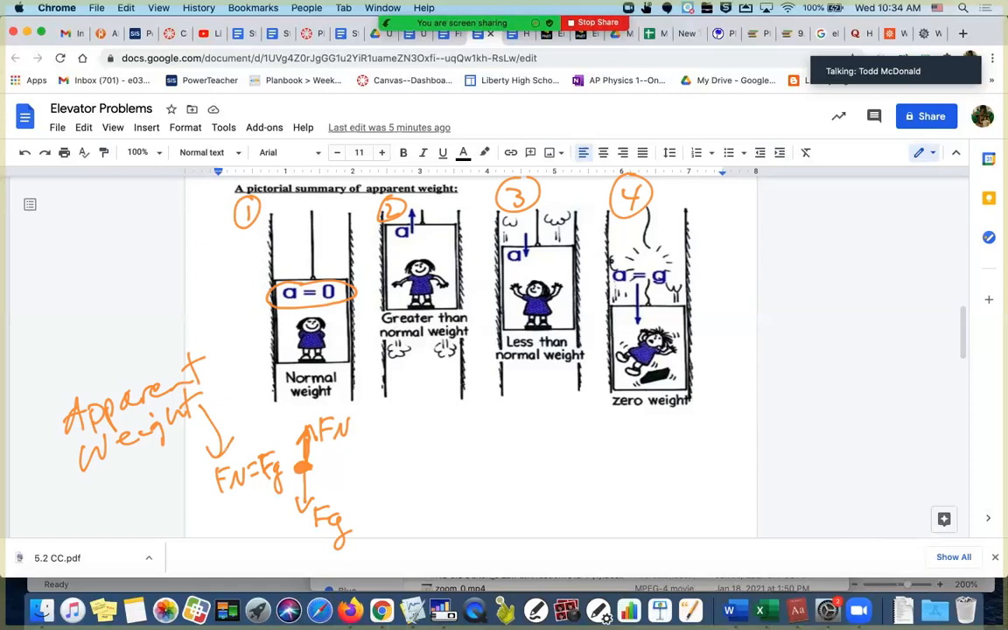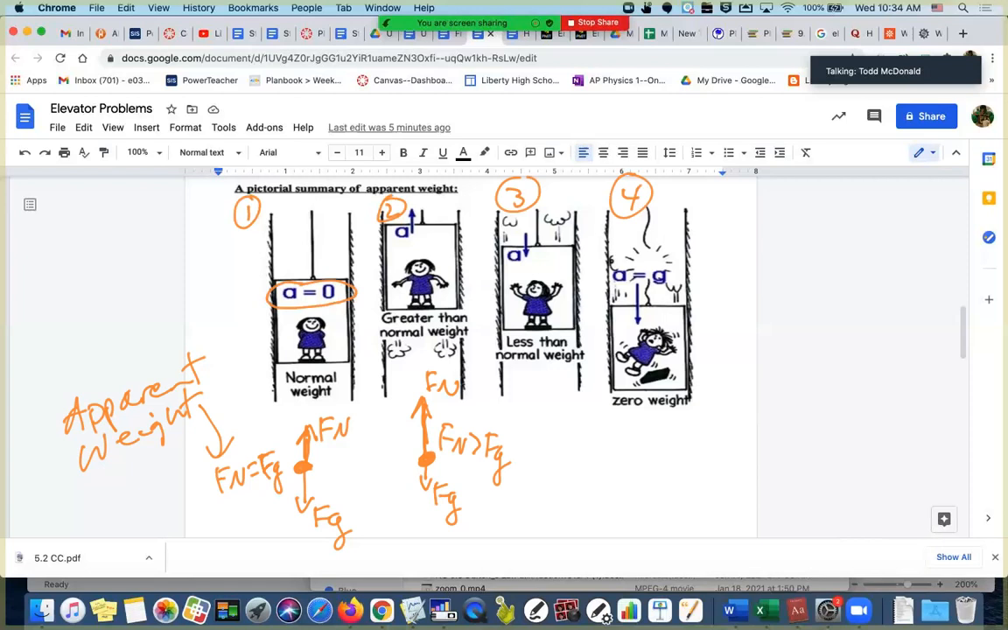We're accelerating upward. In order for that to be true, we have to have a larger upward force than our downward force. So in that scenario, we would say that the normal force is greater than the force of gravity. So when you're accelerating upward, the upward force has to be bigger. If you're looking at a bathroom scale, it's going to mislead you and make you think you weigh more than you do because of that upward acceleration.